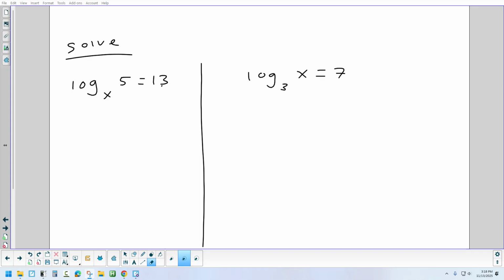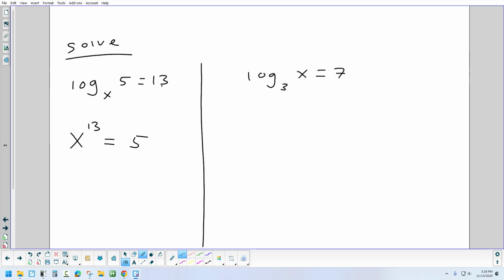And what can we do with something that's in log form to try to solve it? Put it in exponential. Yeah, let's put it in exponential. For the one on the left, what is my base? X. My base is x. What's my exponent? Yep, logarithm always equals the exponent. And what ends up by itself on the other side? Yeah, 5, that's your argument.